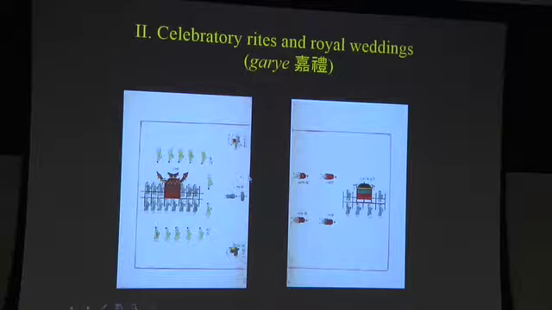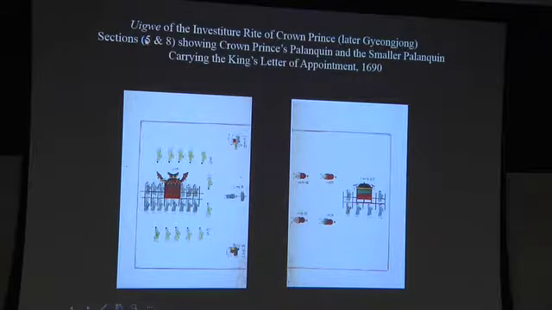The second one is Karye. Karye, the character Ka means beautiful and celebratory. So there are so many in this category, but I'm talking about just two things. The first one is this idea of investiture, right, of Crown Prince, later Gyeongjong. And there are 5 of these remaining today, but since this is the earlier and clearer thing that I'm showing you.